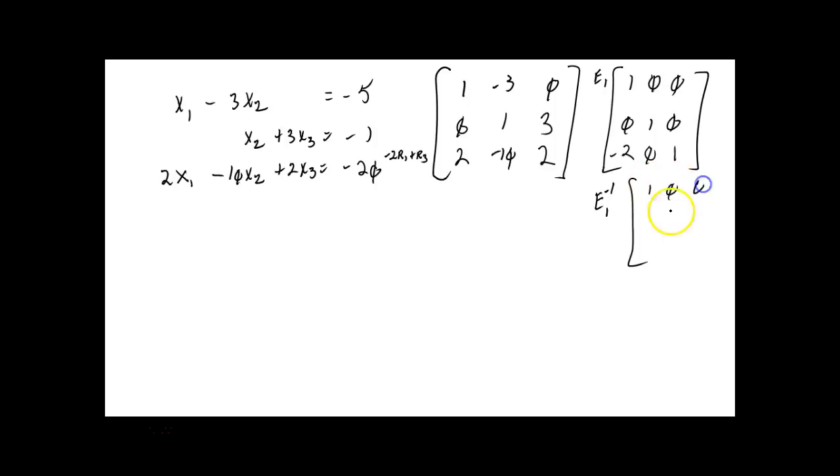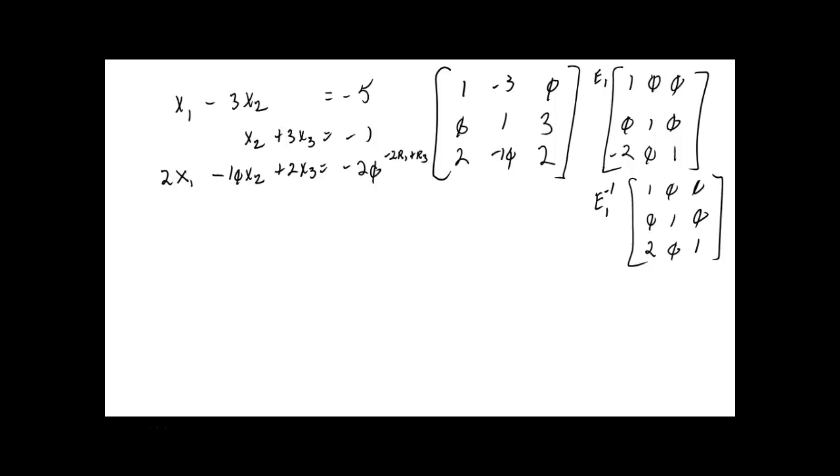One, zero, zero, zero, one, zero, two, zero, one. All right. Now, if you have any doubt, then just simply multiply those two together. If you don't get the identity matrix, you've done something wrong. Okay? I think if you multiply these two in any order, it doesn't really matter. It should be the same.